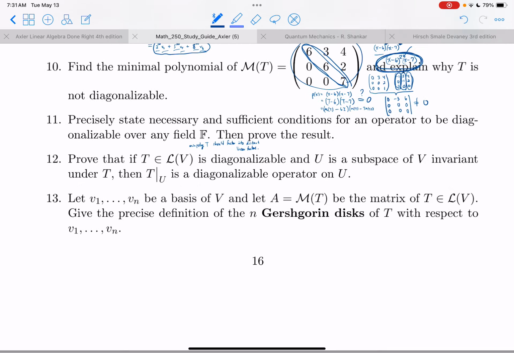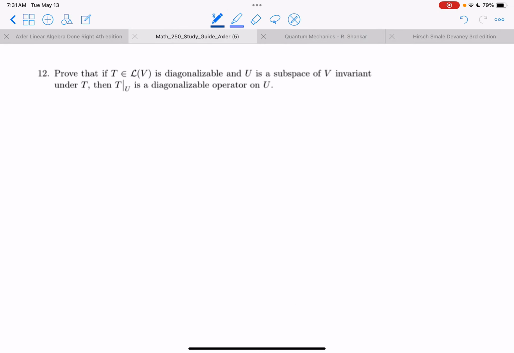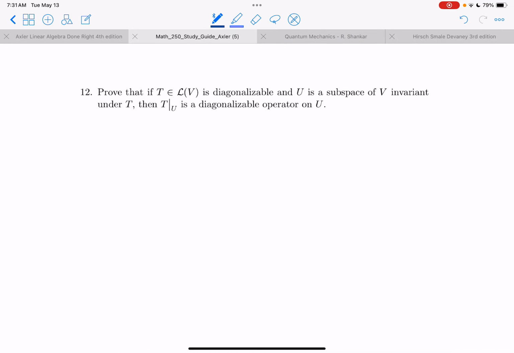Okay. Prove that if T is diagonalizable and U is a subspace invariant under T, then restricting T to U is a diagonalizable operator again. Okay, well, let's use the theorem to prove this. So if T is diagonalizable, then the minimal polynomial of T factors into distinct linear factors. Okay, but when we restrict T to U, that just means we plug in only vectors in U, but vectors in U are also vectors in V.